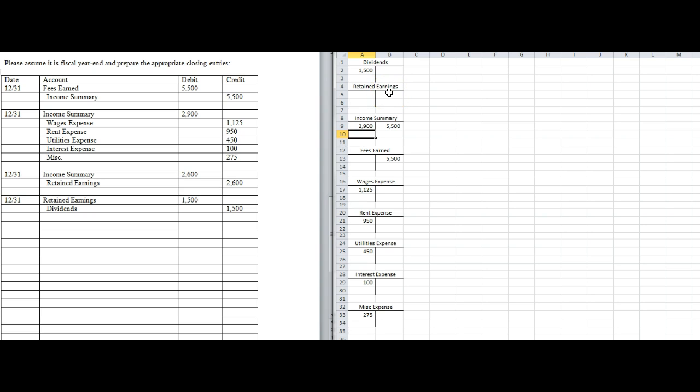it into retained earnings. We also have to close out the dividend account. So we debit retained earnings to reduce it by the amount of the dividends. Dividends have a debit balance, so to make it zero, we have to credit it.